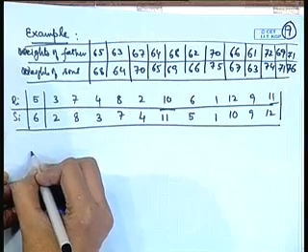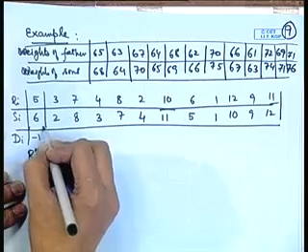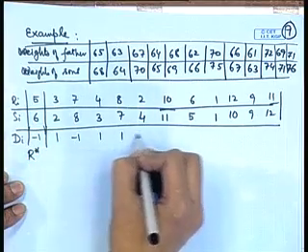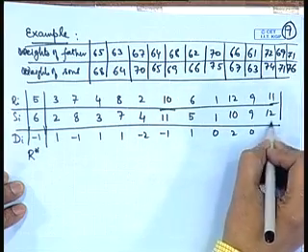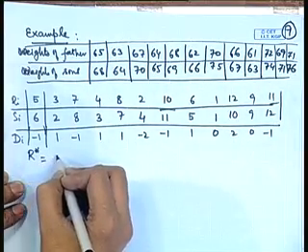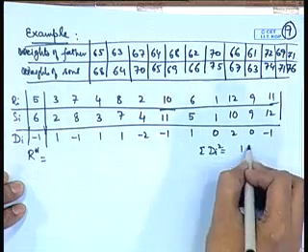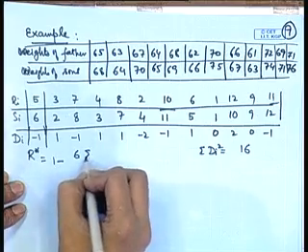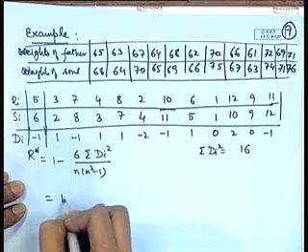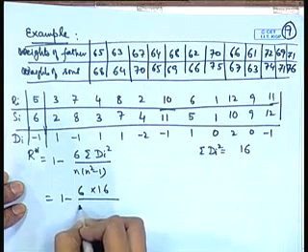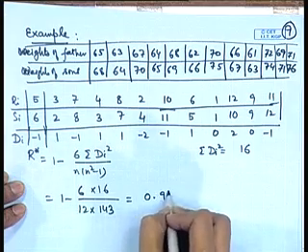So, if we look at R star, for that we need to calculate the differences. The di's are minus 1, 1, minus 1, 1, 1, minus 2, minus 1, 1, 0, 2, 0 and minus 1. Here, sigma di square is equal to 16. So, 1 minus 6 into sigma di square by n into n square minus 1 is equal to 1 minus 6 into 16 divided by 12 into 143. After simplification, this value is 0.944.